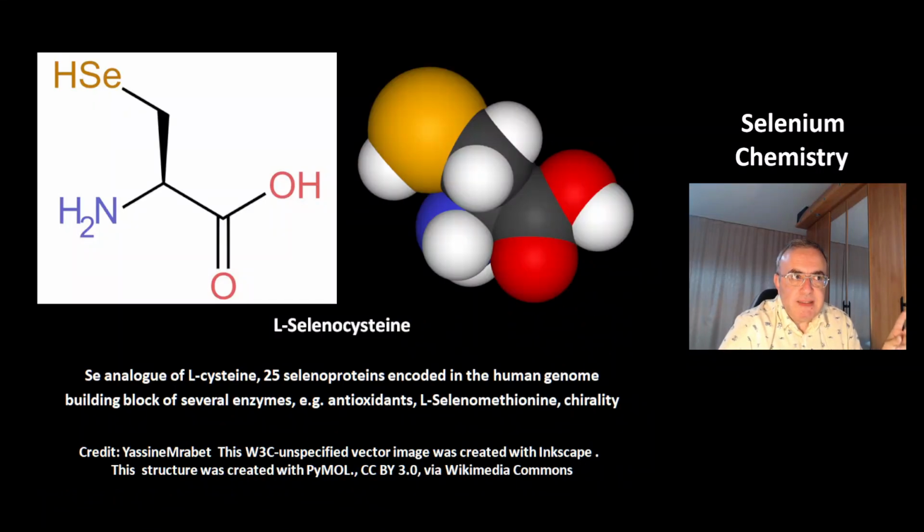This is a picture of L-selenocysteine. At the left, that's the chemical structure. You have here a carbon atom with 4 different groups. One hydrogen, then this group, this group, this group. So this is called chirality. You have a carbon atom with 4 different groups in a tetrahedron structure.